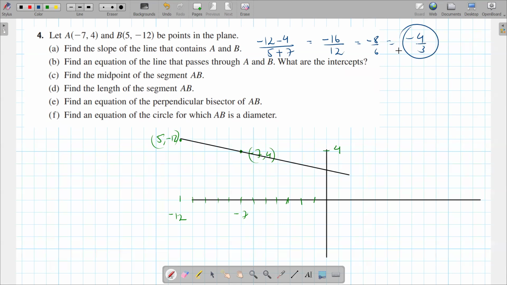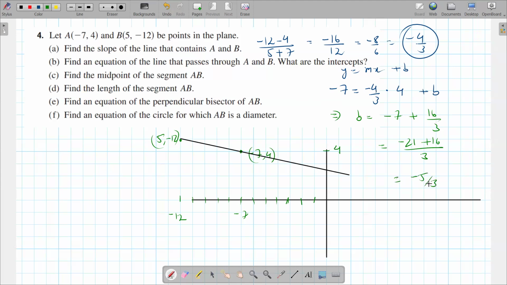So y equals mx plus b, right? We just found m. You can plug in a point. Yeah, you can just plug in either of the 2 points. So I'm going to plug in the first point. So 4 is equal to m, which is -4 over 3, times x, and I'm doing mx plus b. So that means b will be 4 plus 28 over 3. So that's 12 plus 28 over 3, right? That is 40 over 3.